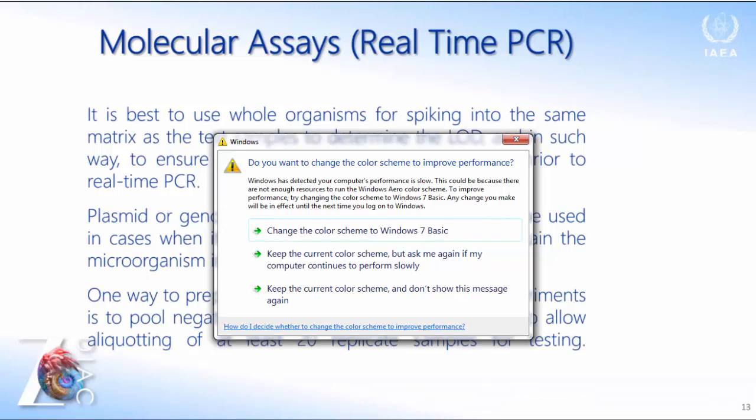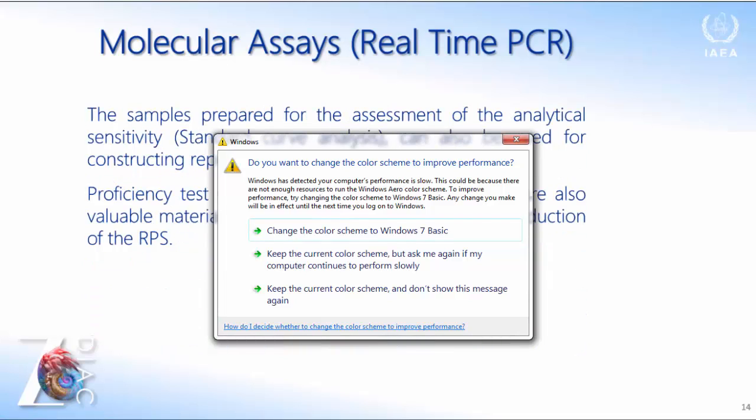One way to prepare the sample matrix for the spiking experiment is to pool the negative specimens to a sufficient volume and to allow aliquoting of at least 20 replicate samples for the testing that should be performed during this verification procedure. The samples prepared for the assessment of the analytical sensitivity, which are the samples used to create the standard curve analysis, can also be used for constructing the repeatability panel.